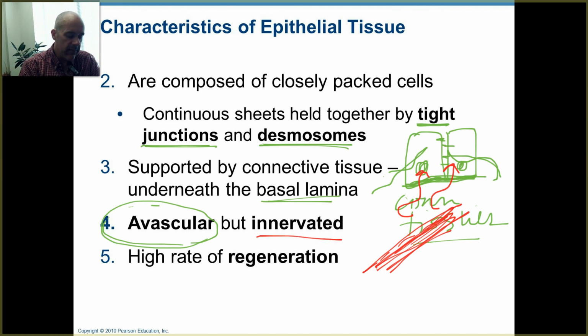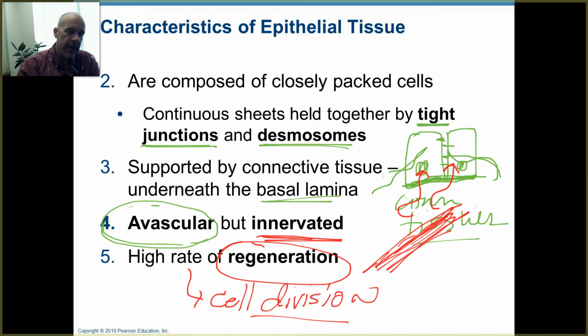They are innervated. That means that you can have nerves that extend into the epithelial tissues. And then finally, high rate of regeneration. What do you guys think that means? What that means is high rate of cell division.